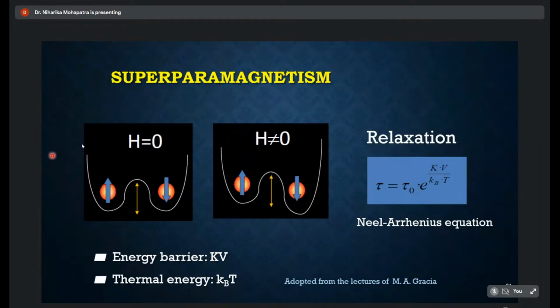So if you don't apply any field, due to random spin flip, they behave like paramagnets, but they are not paramagnets. They still have strong exchange interaction within them. But if you apply a field, you find that one of the energy states is lower. That's why it attains this particular state, and you will get certain magnetization. But if you look at the relaxation of the magnetization, it will follow this particular relation where KV, V represents the volume of the nanoparticle, and K is the anisotropy constant. Here kBT represents the thermal energy.